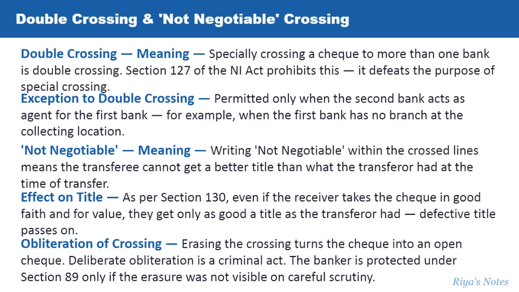Defective title passes on. Obliteration of crossing. Erasing the crossing turns the check into an open check. Deliberate obliteration is a criminal act. The banker is protected under Section 89 only if the erasure was not visible on careful scrutiny.